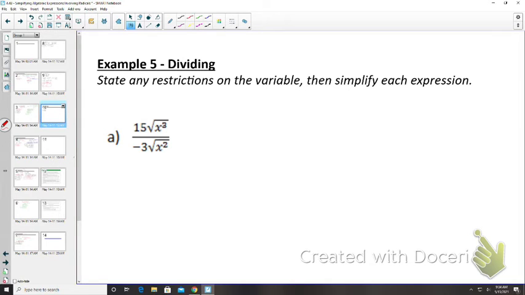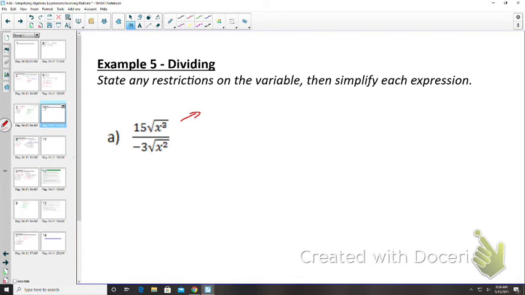Now if you're asking yourself, when do we state the restrictions on the variable? That is a good question. If it's in a rational function like we see here, rational just means that it's dividing, right? In that case, we need to analyze it here because we cannot have a 0 in the denominator. That will give us an undefined function.